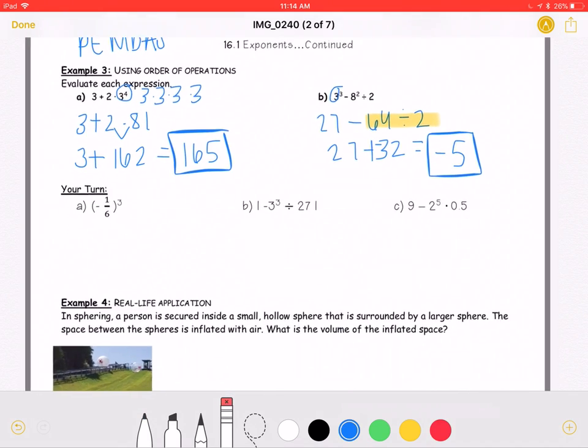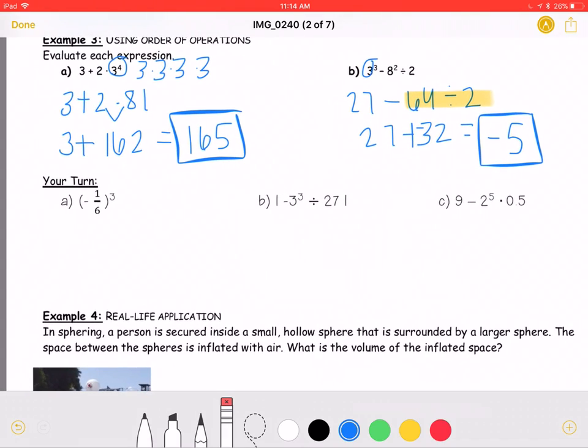All right, pause the video, do A, B, and C here. Try these 3 out. Press play when you are done so we can go over it.